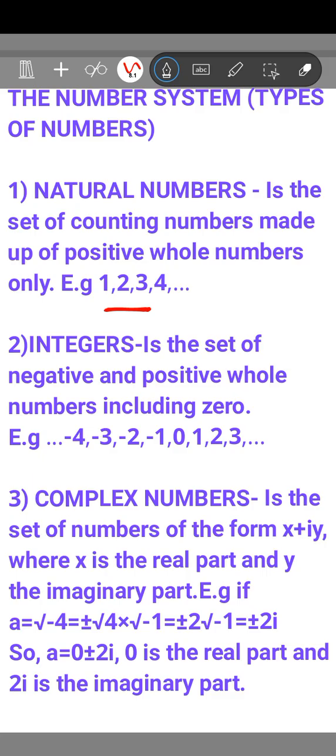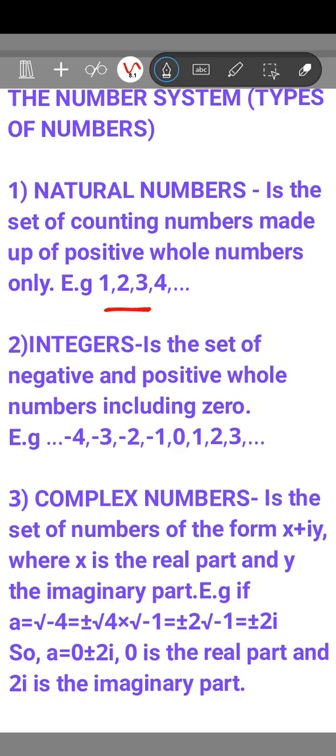The set of integers is the next one we are going to consider. It's a set of all those negative whole numbers from minus infinity down to 0, and all positive whole numbers down to infinity. So that is a set of integers. So the set of integers include all negative and all positive whole numbers, including 0.